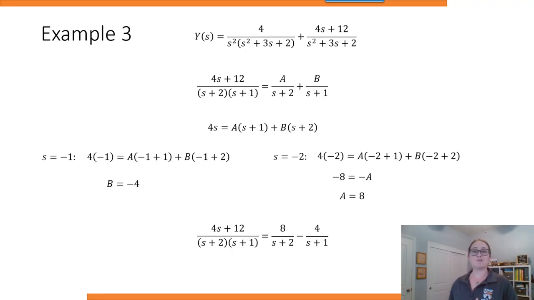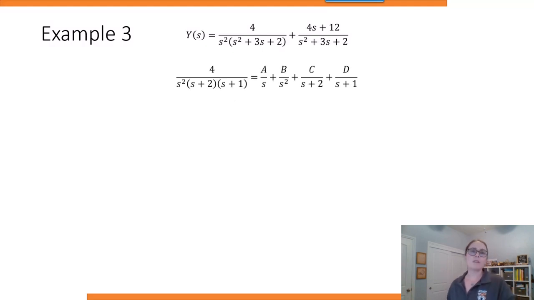Okay, so now I've got to do the same procedure for the first fraction, which I held off on because it has more factors. It's going to be more fractions that I have to break it down into. Okay, so for this one, I've got a repeated factor in that s squared. So I'll break that up into A over s plus B over s squared. And then I'll have a fraction for each of the other factors, so C over s plus 2 plus D over s plus 1.